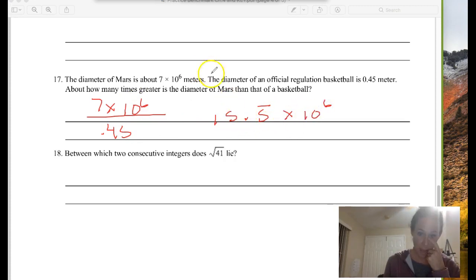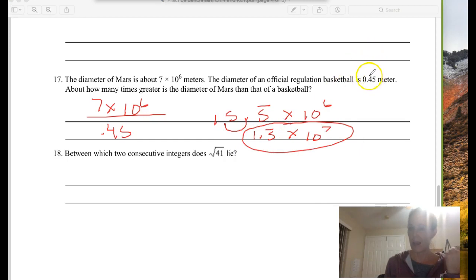Now, if I want to put that back into exponential form, I'm going to move this over 1 decimal place because this is too big for exponential form. I'm going to make this 1.5, and the 5's repeat, so I can put the repeat here. And then since I moved it over once, I made it smaller than it was, so I need to make this bigger. So this will be times 10 to the 7th. This is the approximate. How many times do I have to multiply this? I have to multiply this by 1.5 times 10 to the 7th to get to the diameter of Mars.